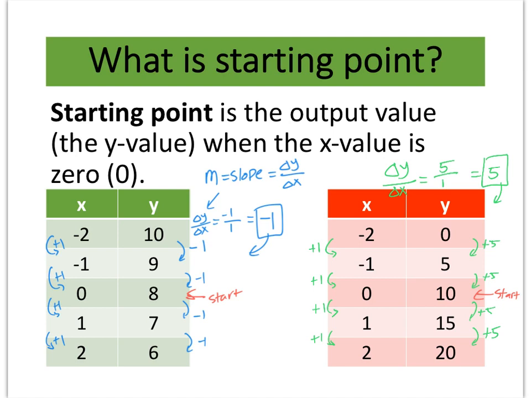So we've got starting point, and we've got rate of change or slope. Rate of change and slope mean the same thing. So I'll summarize this at the bottom. The start for the green function is at 8, and the slope is -1. Again, on this red one, the start is at 10, and my slope is +5.